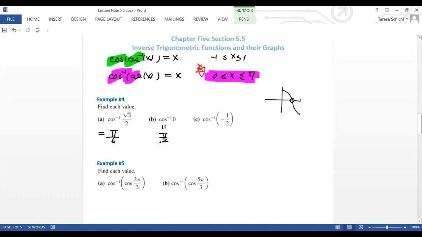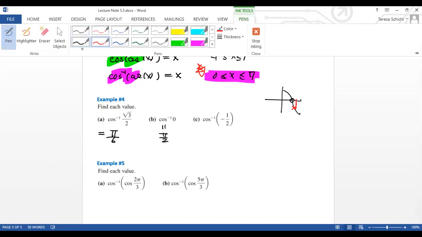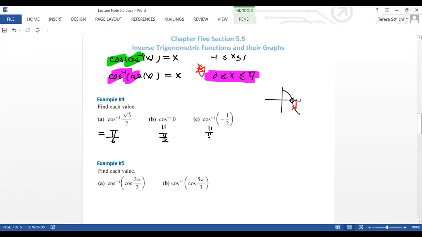Okay, so now arc cosine of -1/2. Where is -1/2 here? It is here. So what is the answer? That will be pi over 2 plus pi over 6, so you will get 2 pi over 3. Okay, so that will be the answer for the arc cosine.